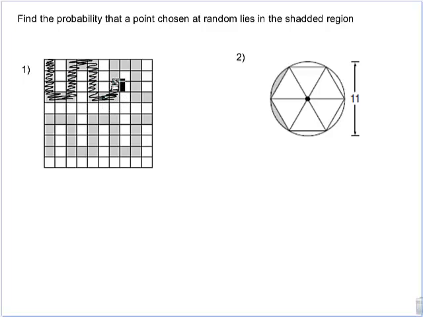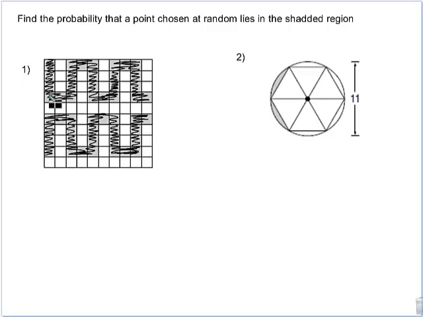So to find the probability of this shaded region, we want to take the total shaded area and divide it by the total area. When you have boxes like this, what do you assume the area of each box is? Just one. Yep. So how would we find the area of that shaded region? Count them up.